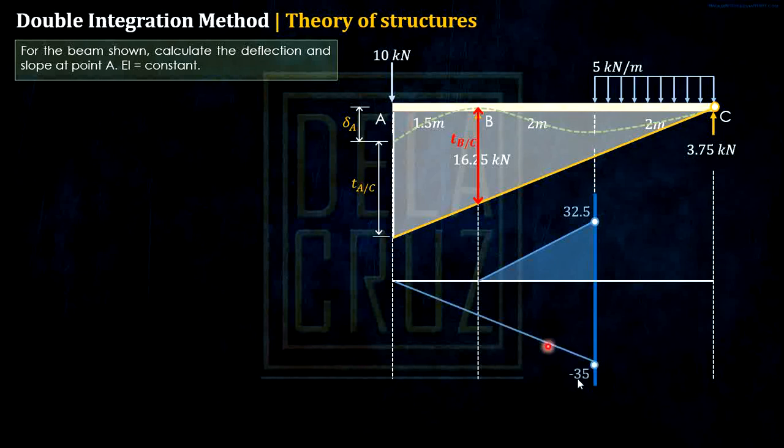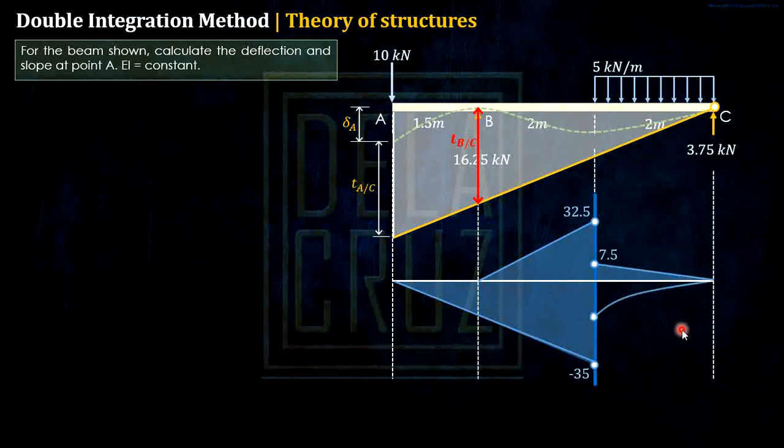That is just 10 times 3.5. Negative yun because that is going down. Ito naman, 3.75. That will bend the beam in this point upward. So, that will be 3.75 times 2, and that is 7.5. This naman, take note, this is a uniformly distributed load. So, it will create 5 times 2 times the moment arm na 1. That will be 10 kilonewton meter. Correct ba? And this is a second degree curve dapat, because this will cause a first degree shear. Then sa moment niya, dapat second degree yung curve natin. This is a parabolic spandrel.